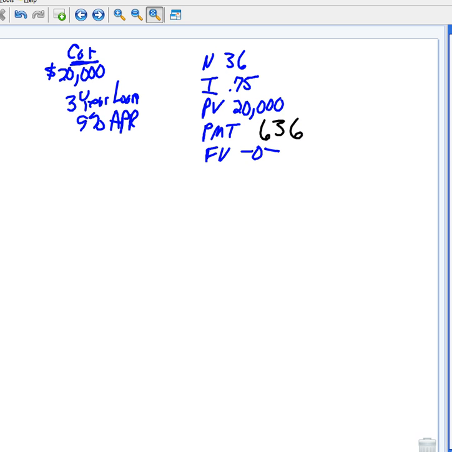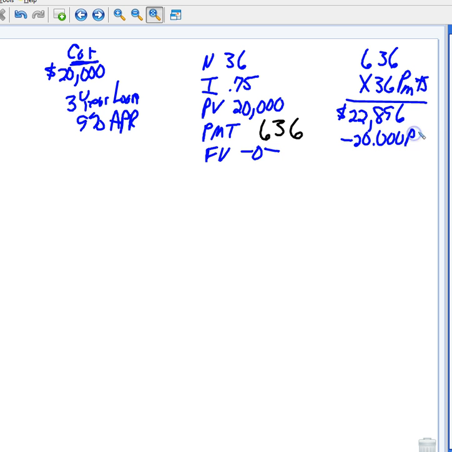Okay, so fun stuff. 636, we make 36 payments. So how much total are we paying for this car? 636 times 36 payments is roughly $22,896. So the car cost us $20,000, which is present value. So our interest cost would be $2,896, wouldn't it? So again, we paid a total of $22,896. We borrowed $20,000. So principal is $20,000. Then the rest is interest, $2,896.